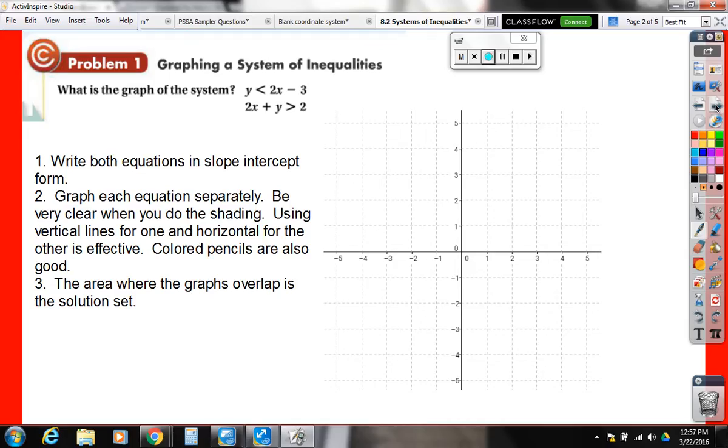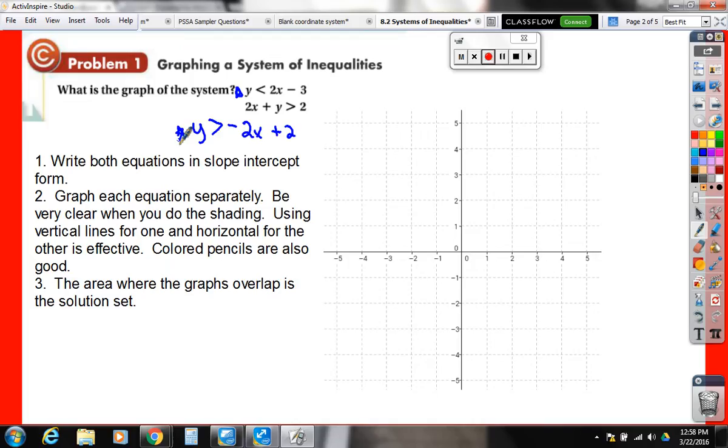So the first one is already solved for y. We have y is less than 2x minus 3. But the second one, we have to solve for y. So if I solve that for y, Carly, what would it say? Plus 2. Good. So we're going to graph the first equation, and then we change the second equation to make it easier to graph. Emily, tell me how I would graph that first equation.